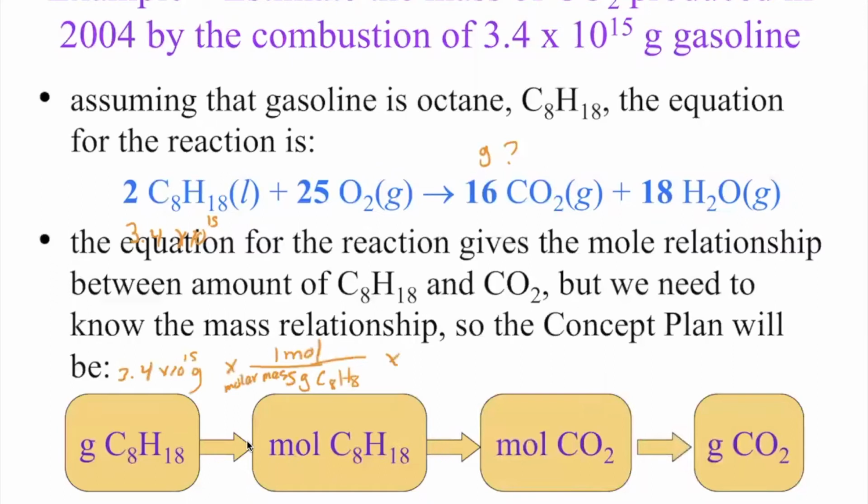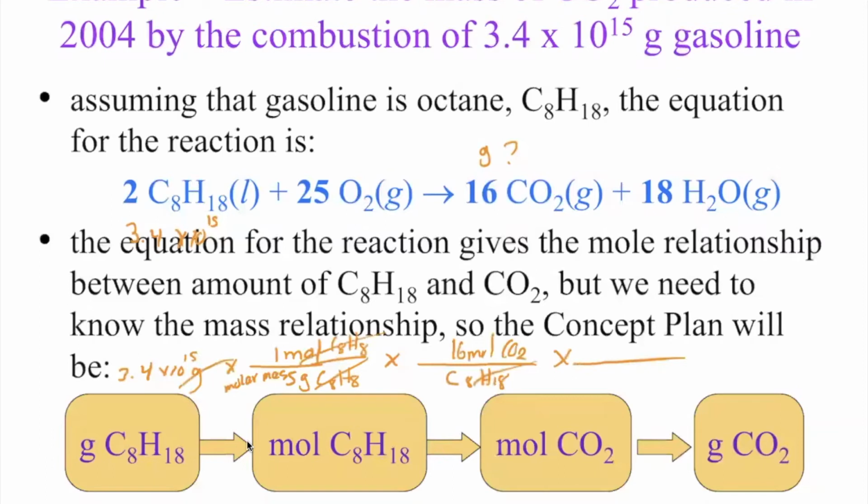Then you're gonna have a mole to mole relationship. So in this case, you're trying to go to carbon dioxide, which means you wanna get rid of gasoline, so you're gonna have it at the bottom, C8H18, and at the top, you're gonna have the 16 moles of carbon dioxide. Then you don't want moles of carbon dioxide. Notice how I'm canceling everything. But I want grams of carbon dioxide.